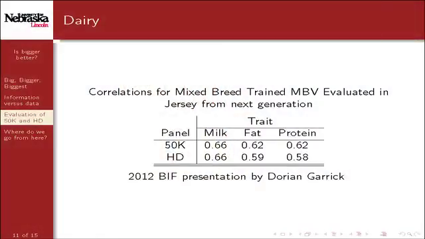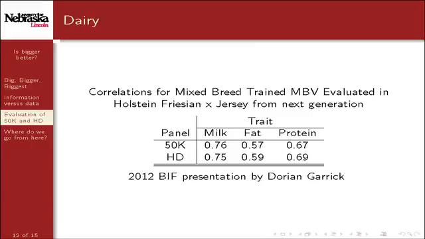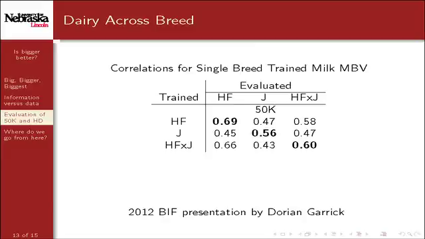Same MBVs, now looking at them within a different breed, Jersey. Dorian got very similar results whether using a 50K or an HD. And in crosses, again, very similar results in there.